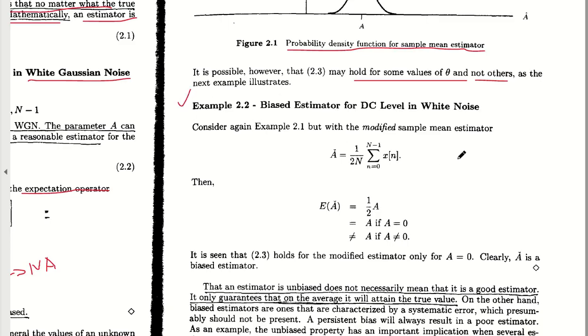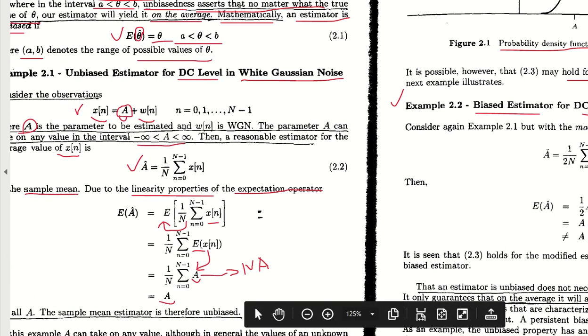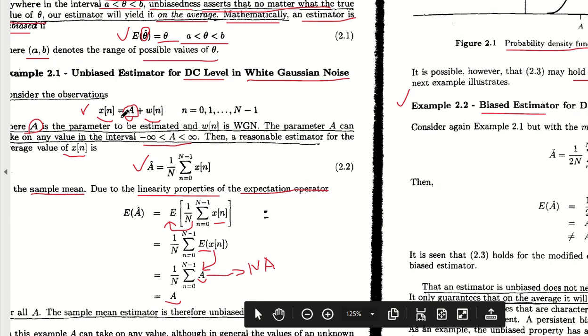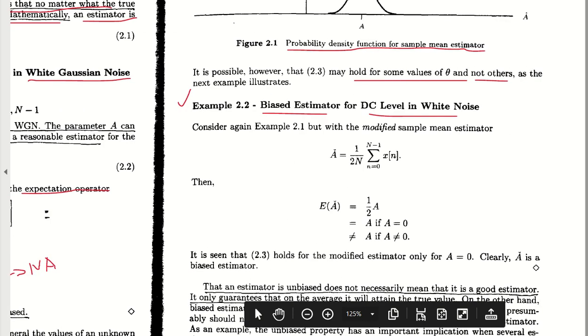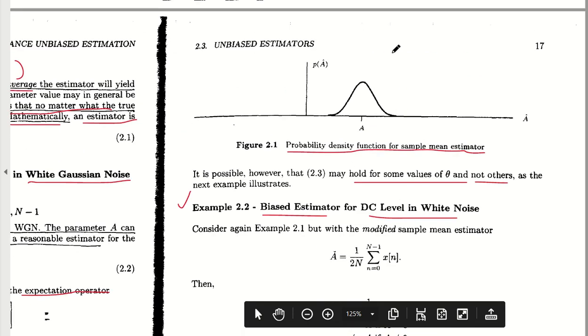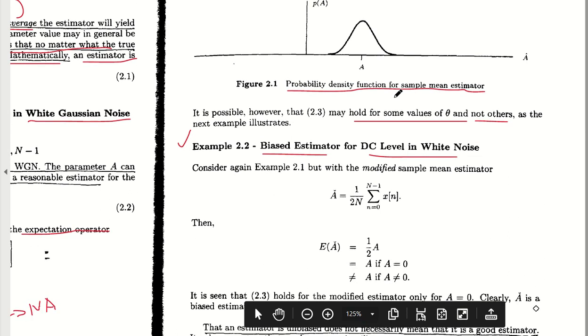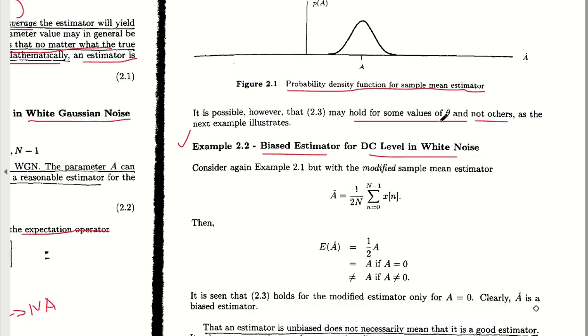So here, let's talk about another estimator, a biased estimator for the DC level. We consider again, recall, that same signal model. And then our intention is to design another estimator, and it could have different properties.